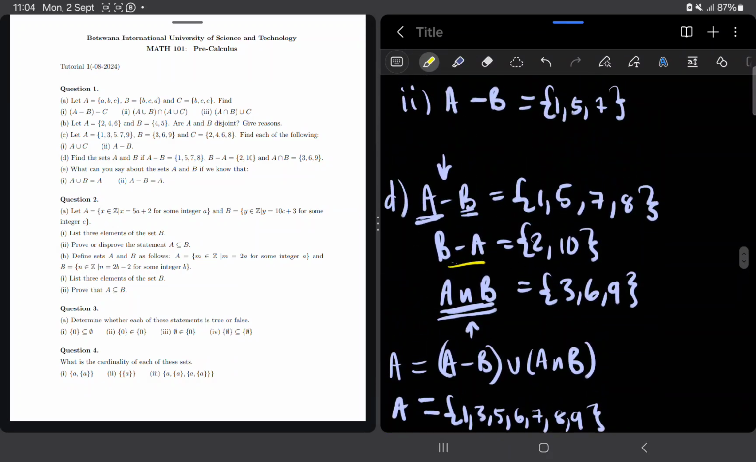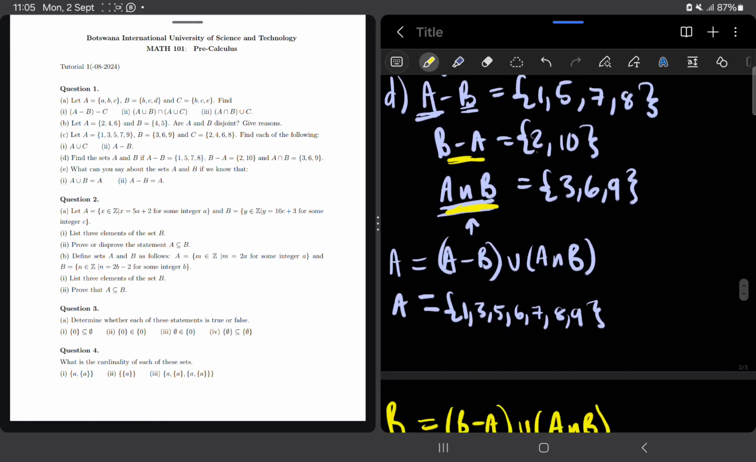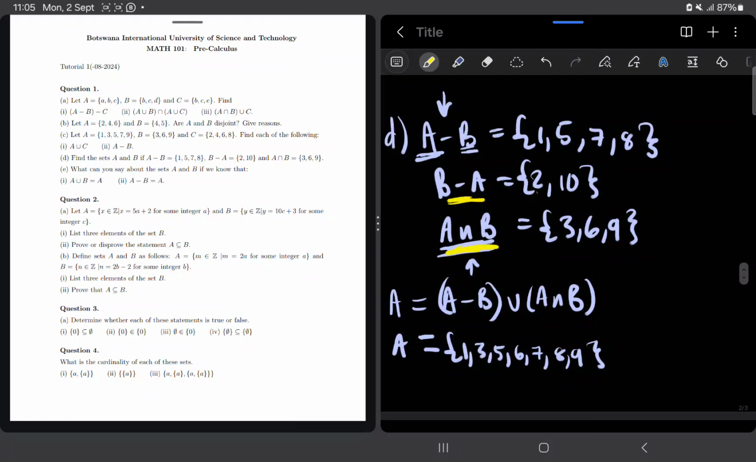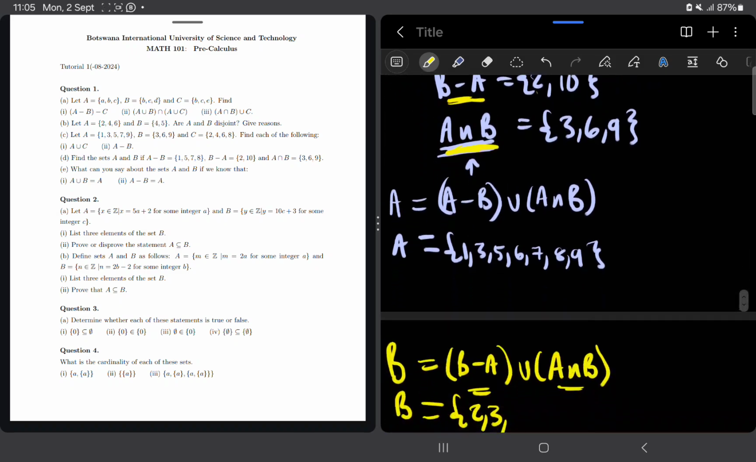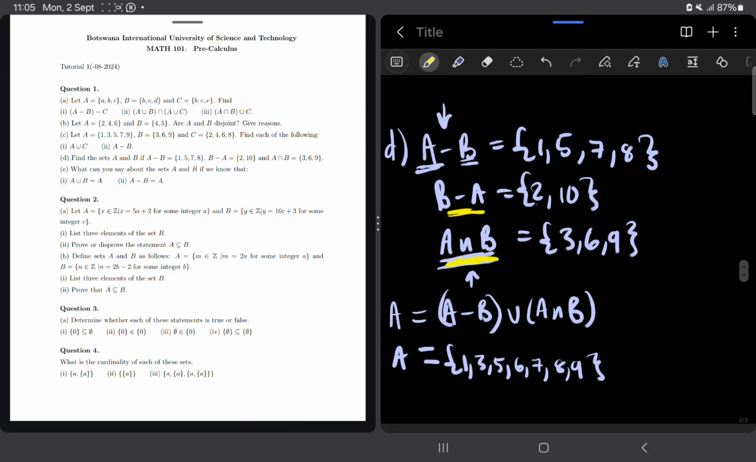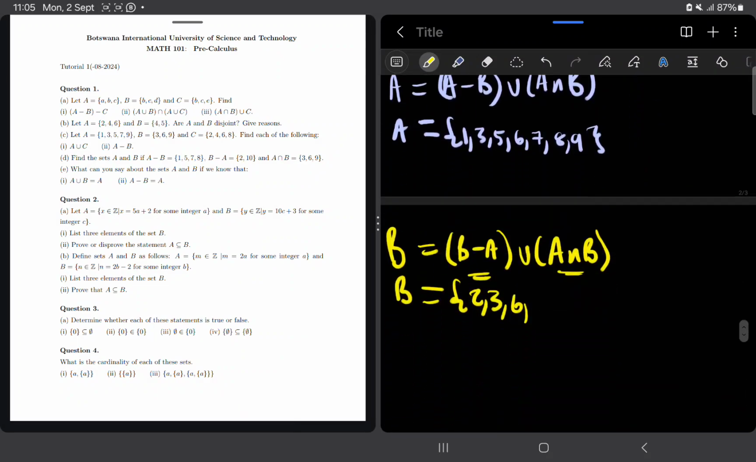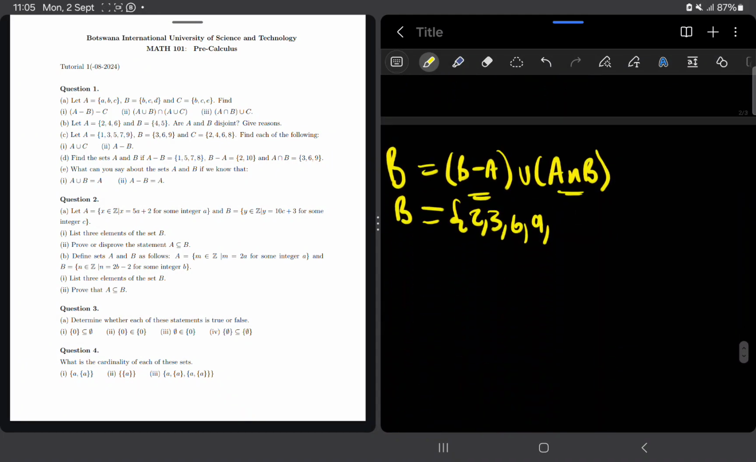So what is B minus A? We're combining these two here. We start with 1. Is it in any of them? No. 2, yes, 2 is in B minus A, we put it, comma. 3, yes, 3 is in A intersection B, so we put it. 4, no, 4 is in neither. 5 is in neither. 6, yes, 6 is in both A and B. 7, no. 8, no. 9, yes, 9 is in A intersection B. Then 10, yes, 10 is in B minus A. So here we have them, and this would be your set B. You would be done.